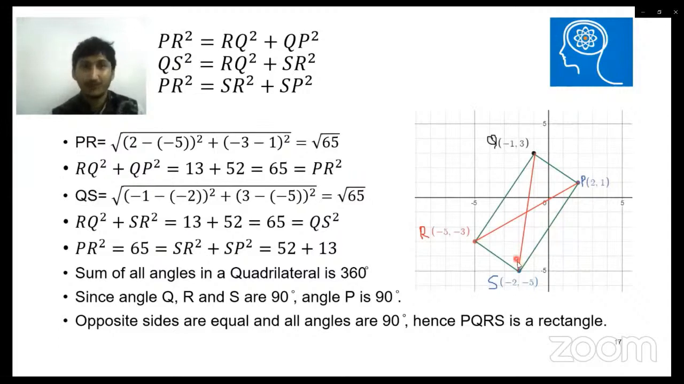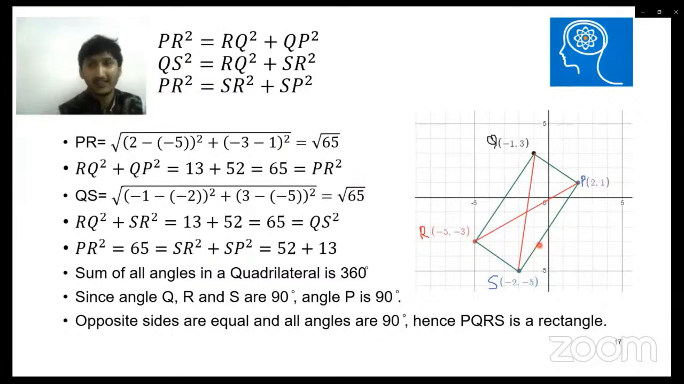Now we have proved that three angles over here are equal to 90 degree. That is angle Q, angle R and angle S. All these three are equal and have the measurement of 90 degree.